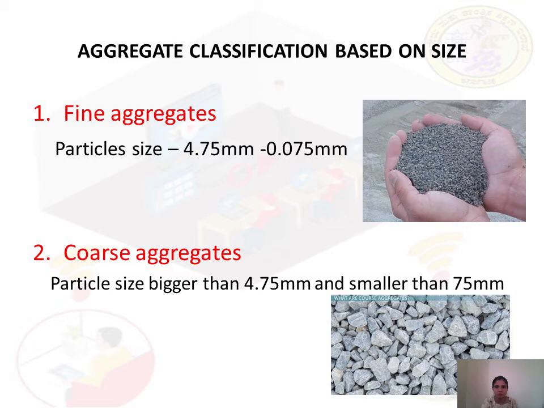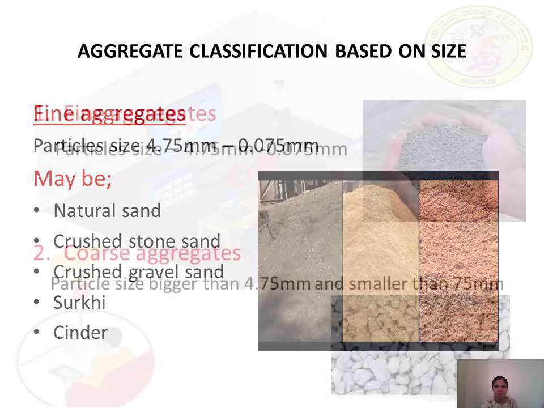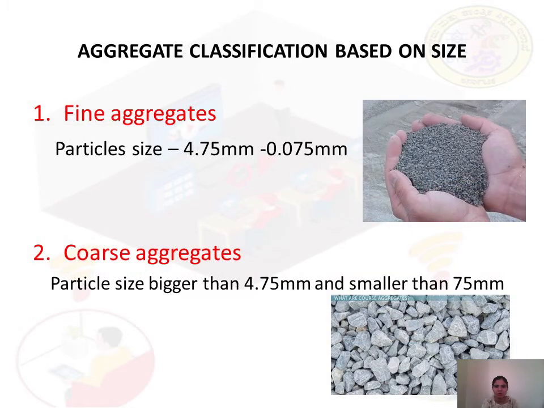Fine aggregates are those aggregates which are having particle size less than 4.75 mm. It means the particle size of fine aggregates is less than 4.75 mm. It means the particles will pass through the sieve of 4.75 mm down to 0.075 mm.